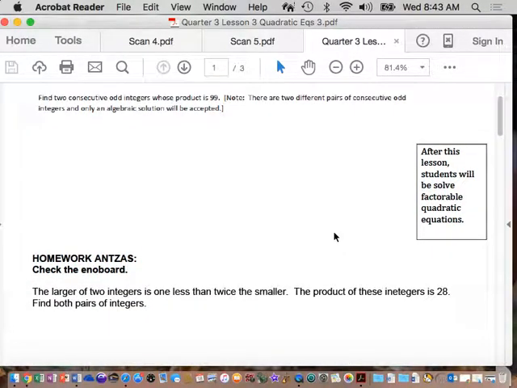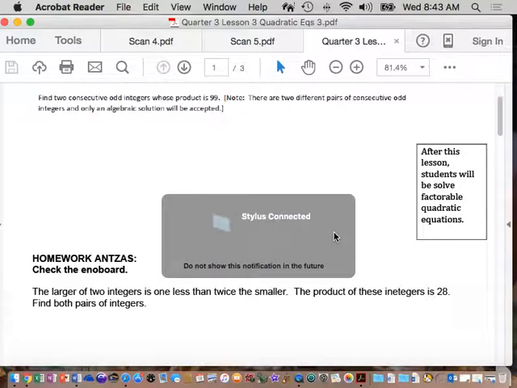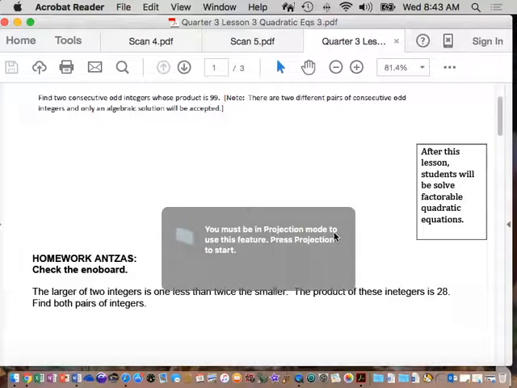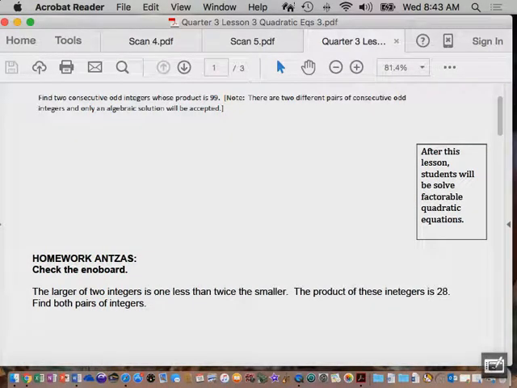All right. Consecutive integers. Another type of problem that we can do with quadratics. If we remember how to set up consecutive integers, this should not be too big a deal. Oh, project. Find two consecutive odd integers whose product is 99.